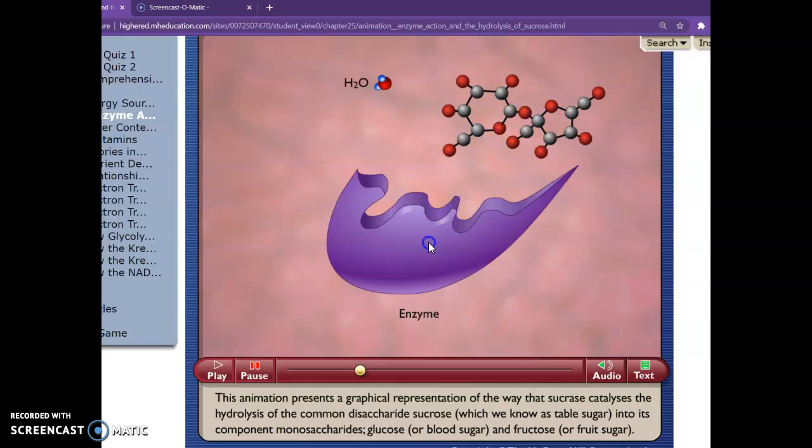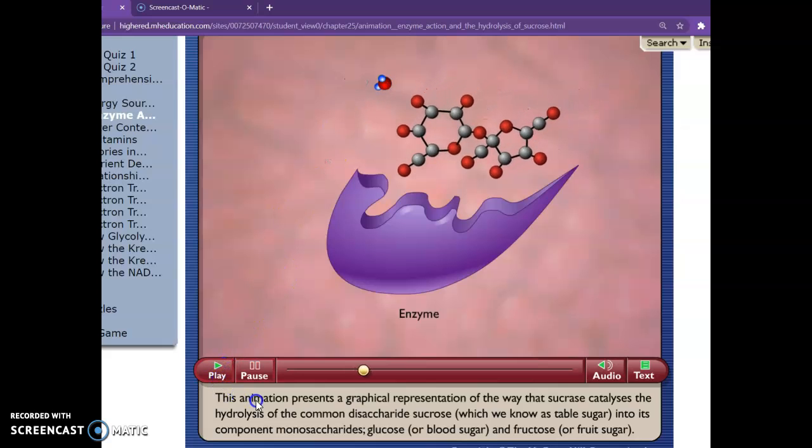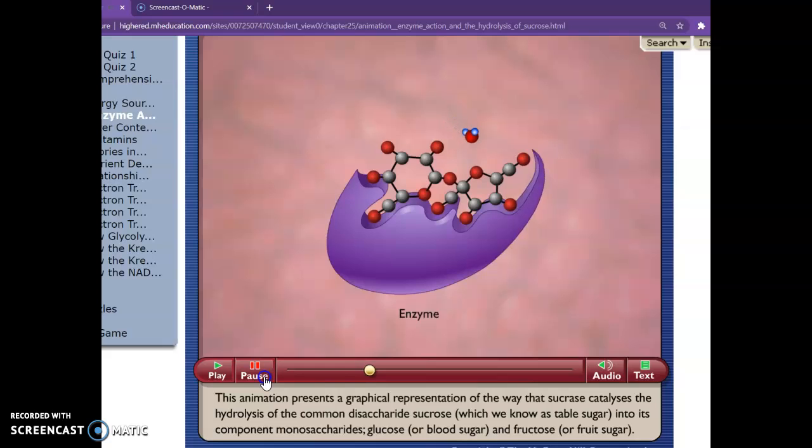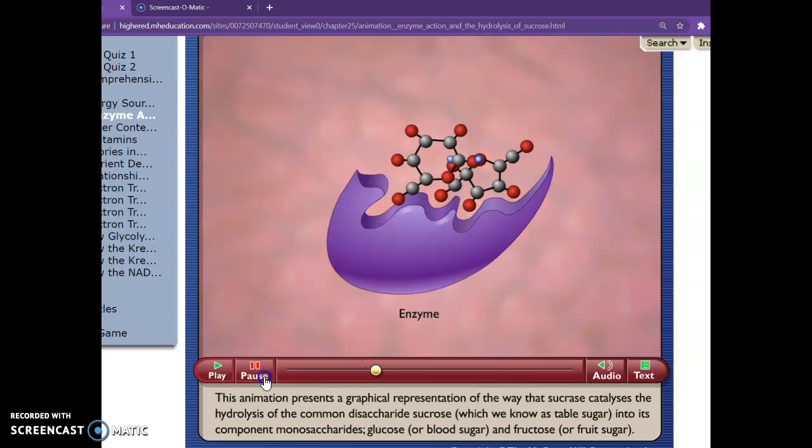All right, this enzyme is going to help us break this down into two individual monomer units, and then also water will come in here to the rescue, into its component monosaccharides, glucose or blood sugar, and fructose or fruit sugar.